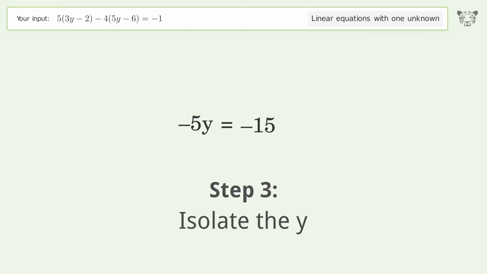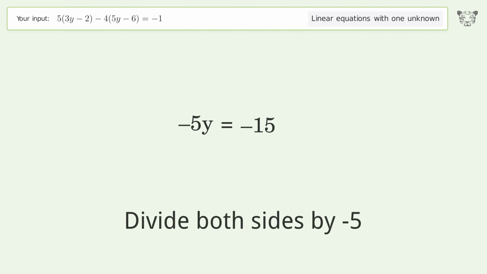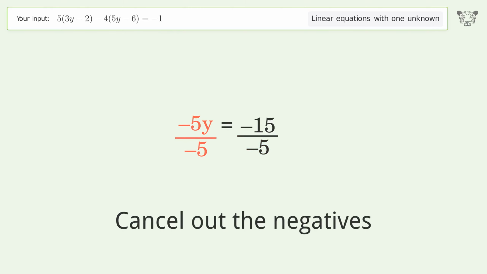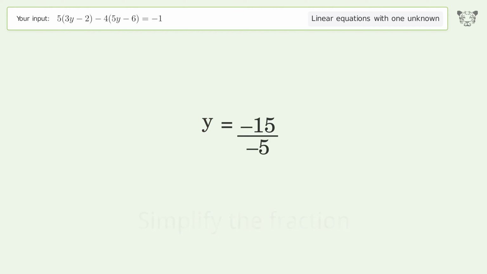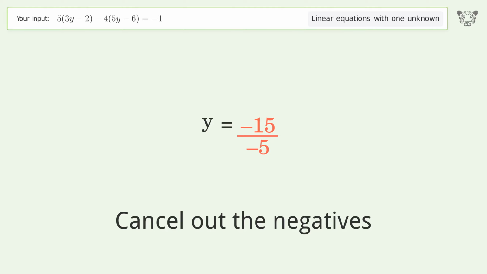Isolate the y. Divide both sides by -5. Cancel out the negatives. Simplify the fraction. Cancel out the negatives.